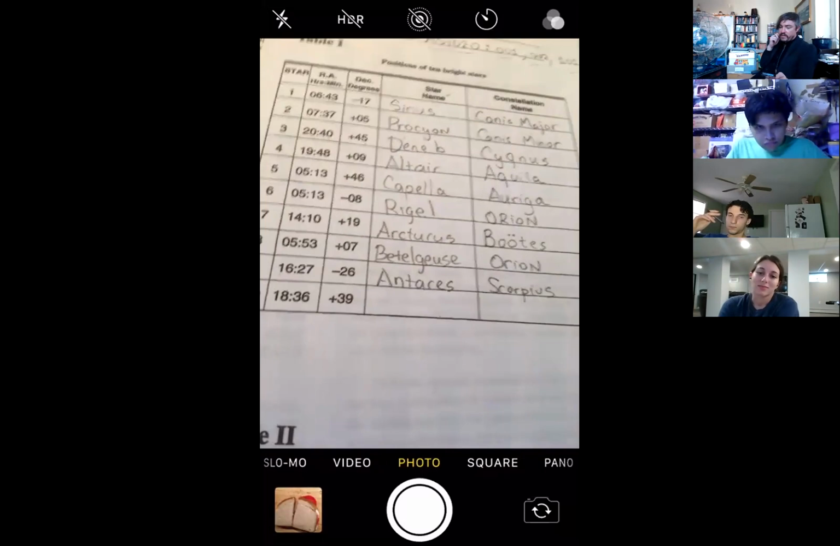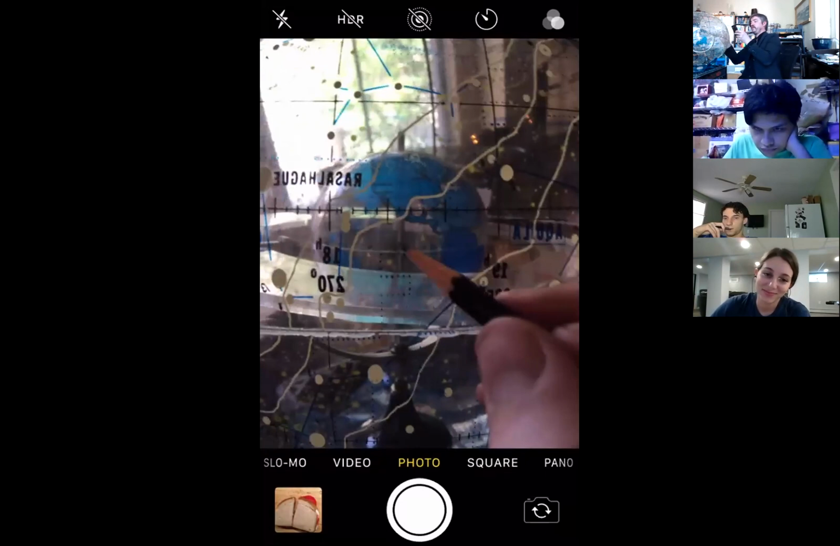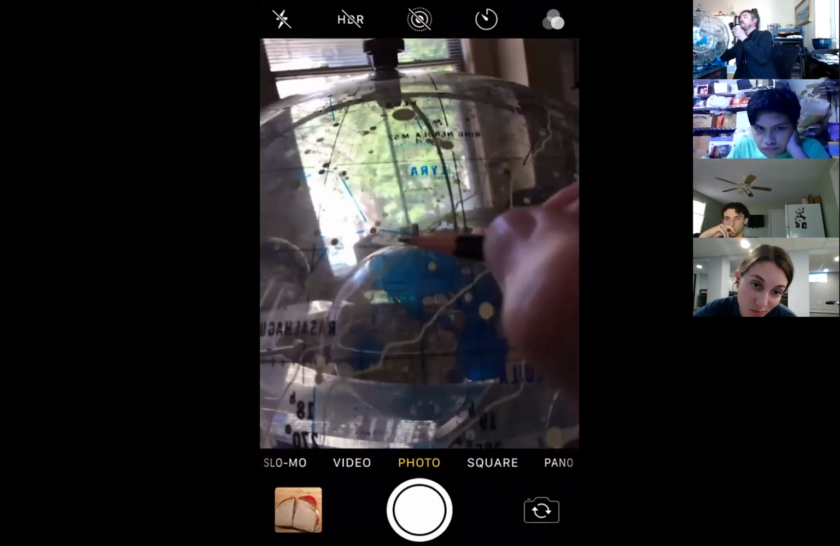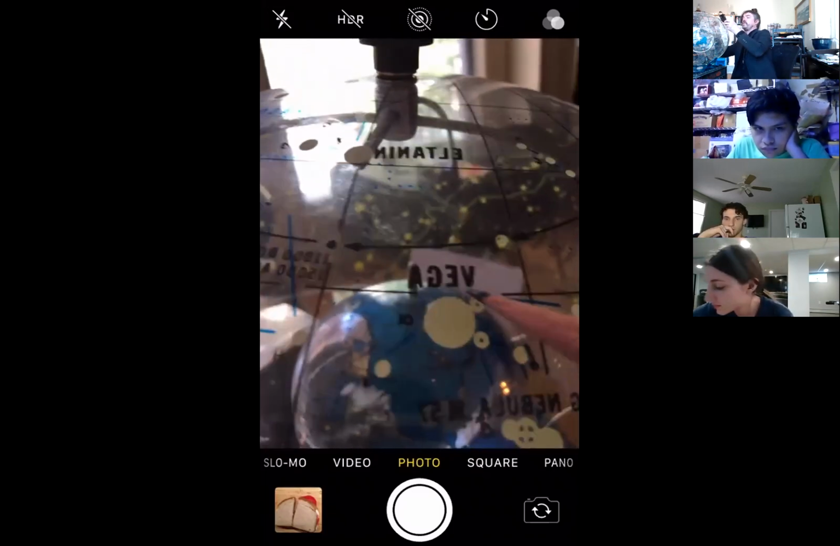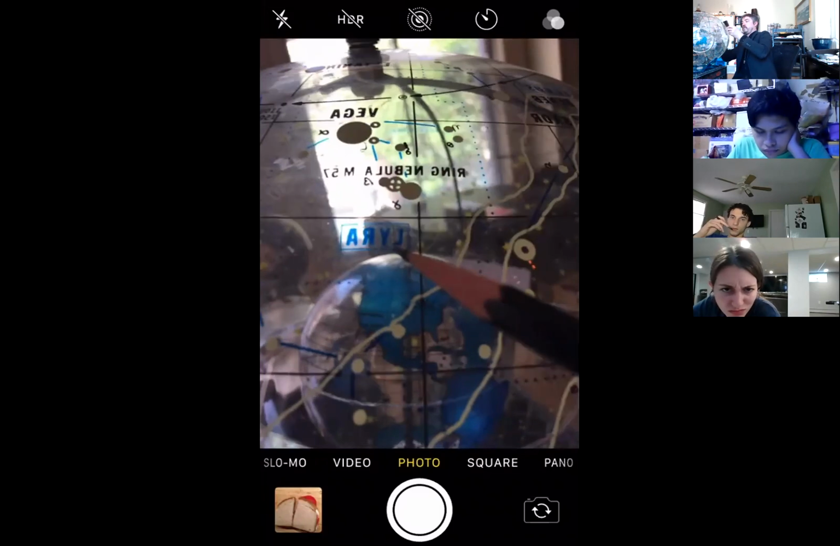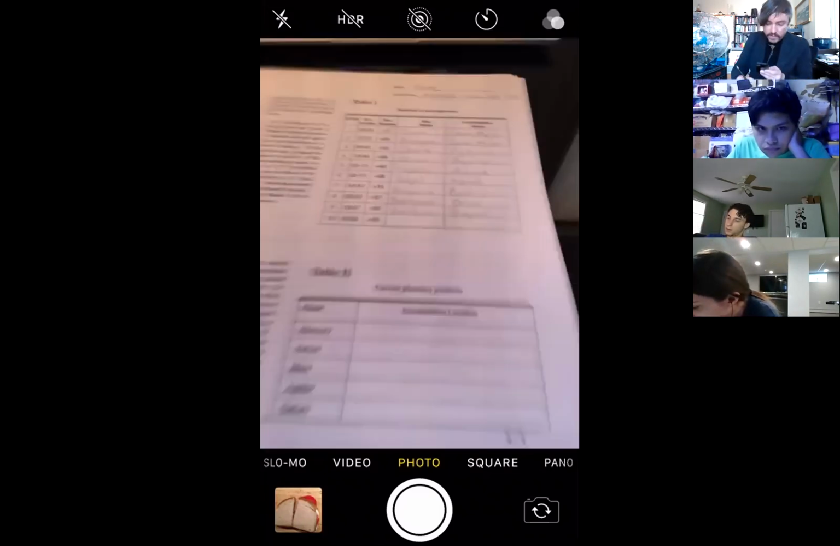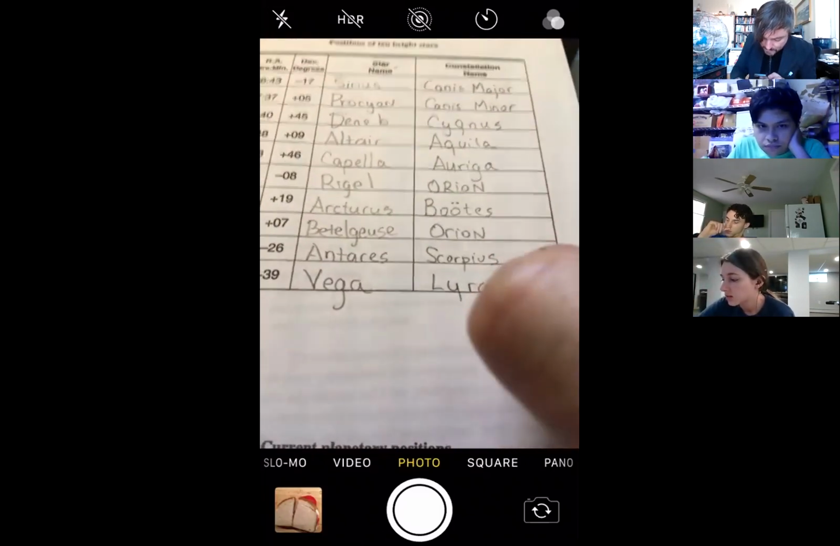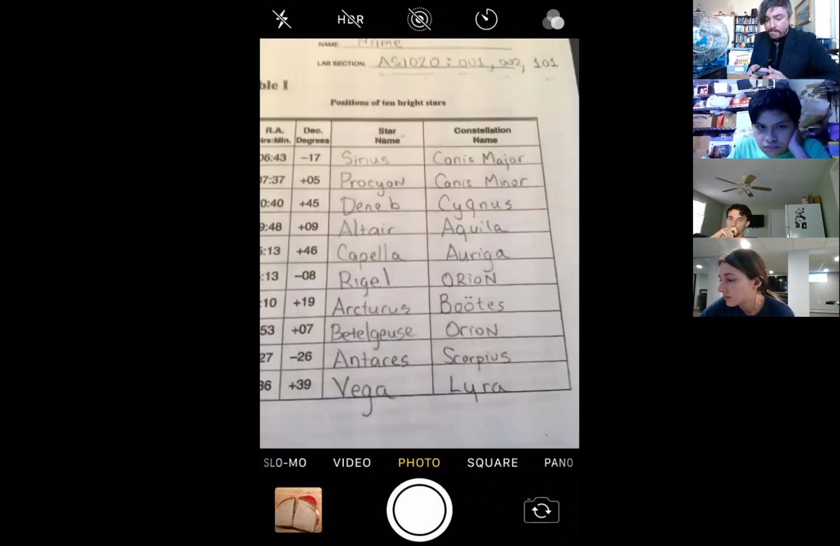Okay, 1836 and positive 39. Last one. 18, 20, 40, 36 is one tick mark before, and positive 39. 10, 20, 30, 40, boom. We saw this star in our lecture today. The star is Vega, and the constellation is Lyra the Harp. All right, let's take a good look at that.